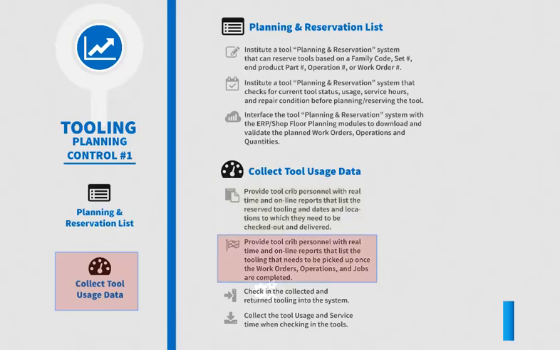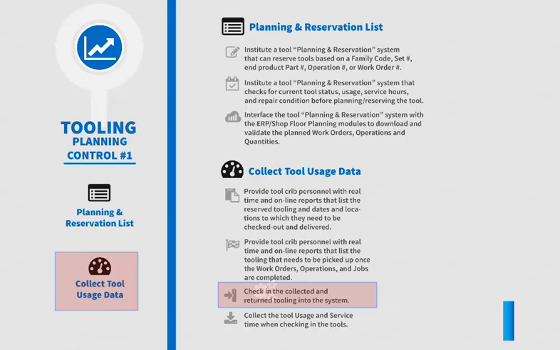The other thing you need to do is to provide tool crib personnel with real time and online reports that list the tooling that is needed to be picked up once the work orders, operations, and jobs are completed. Also, you want your system to tell your tool crib attendant, okay, that tool is checked out against the work order, reproduce the part quantity, the tool did its job, now it's ready to be picked up. So the tool doesn't just sit there and is used for another job, even though that tool is now due for maintenance, calibration, or repair, and then make sure the tool is available for another job, user, or end product number. And you need to check the tools back into the system and collect all the usage data when you check it in.